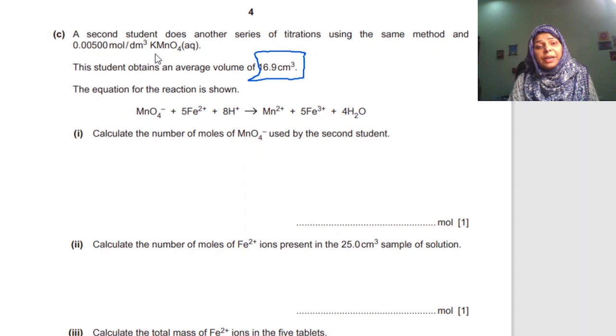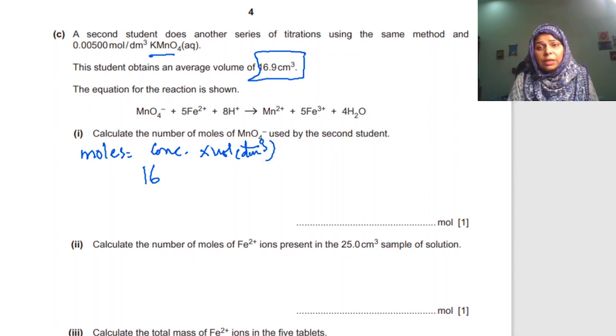Calculate the number of manganate ions. We basically have KMnO4, and in KMnO4 manganate ions are present, so we have to calculate the number of moles of KMnO4. So the average volume of KMnO4 is given as 16.9, and the formula to calculate the moles is equal to concentration times volume in dm³. Okay, so the concentration given is, here I will write the concentration.